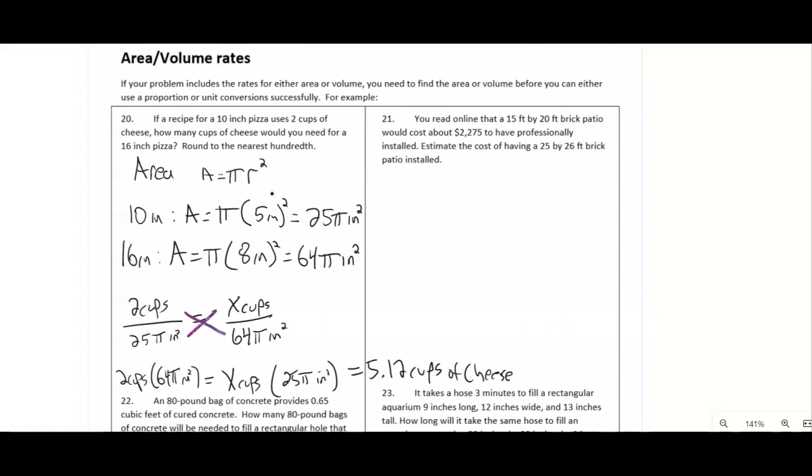Number 21, the final answer should be $4,929.17.